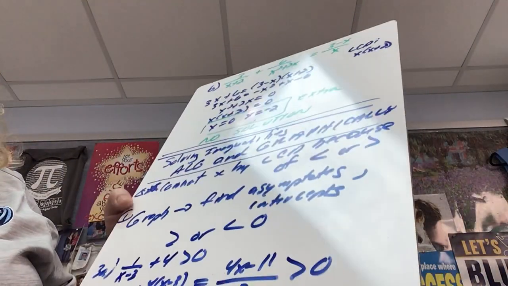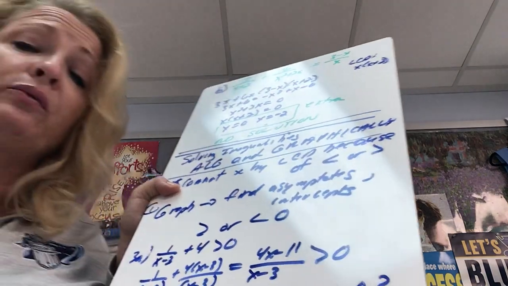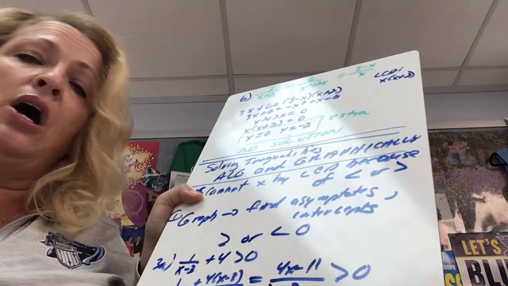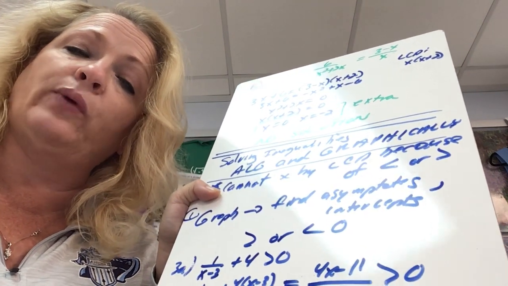All right, so first of all, let's take a look at the first example. Actually, I'm going to explain my approach here. All right, we are going to always have our inequality set less than or greater than 0.